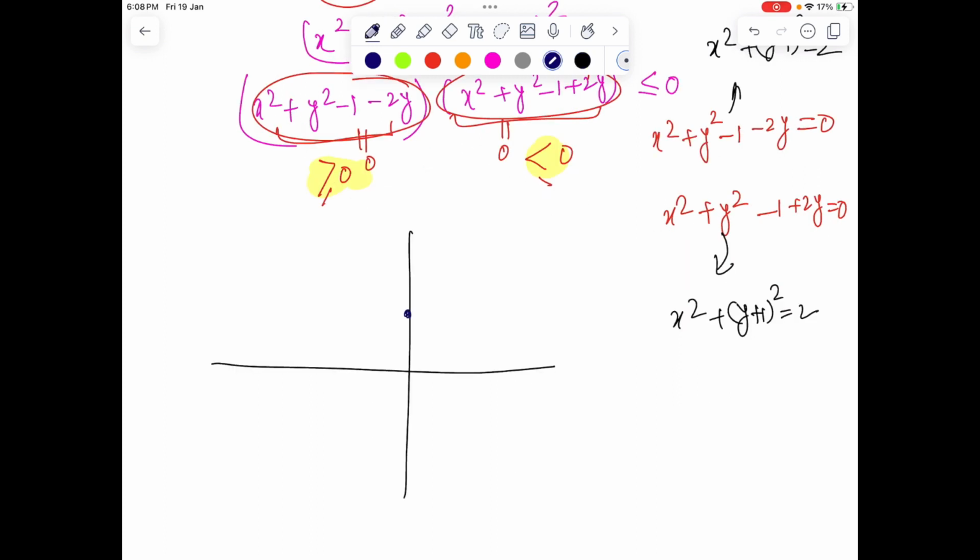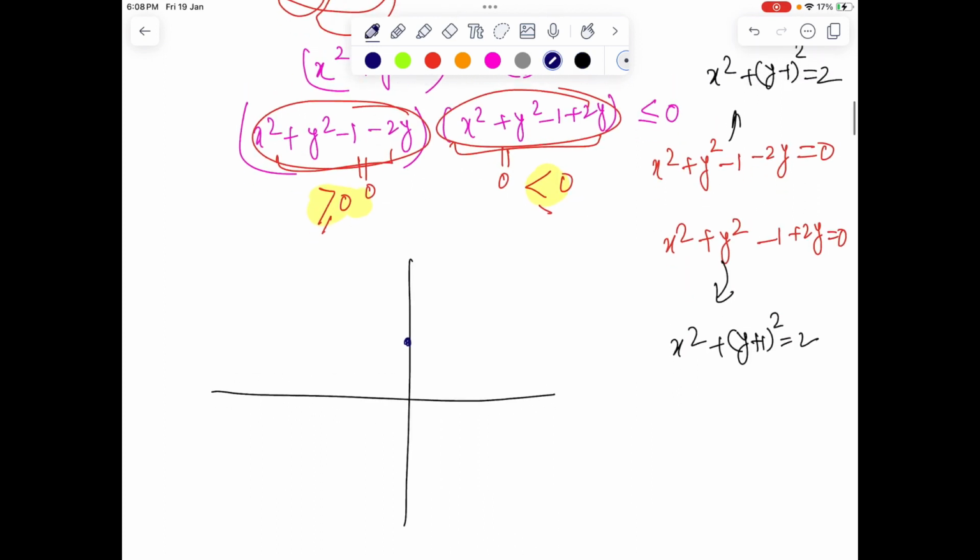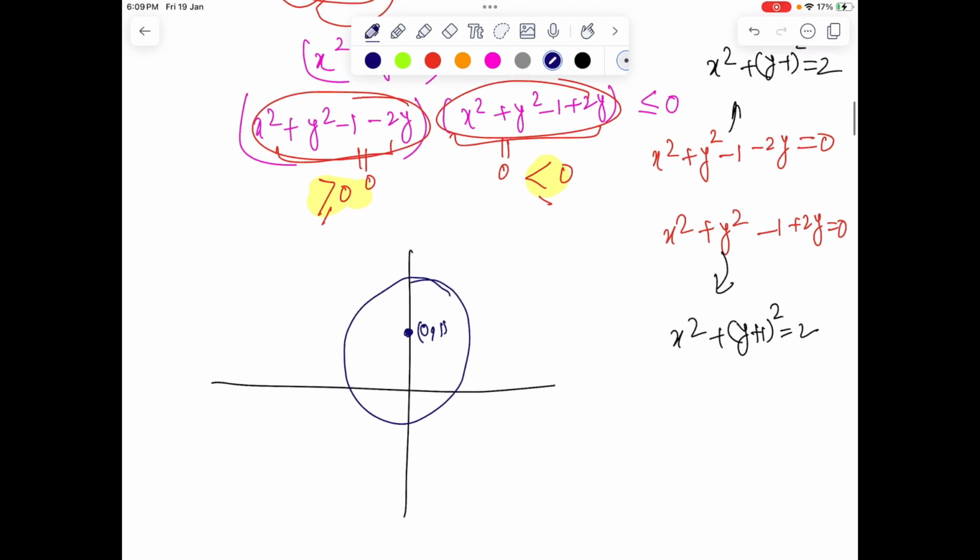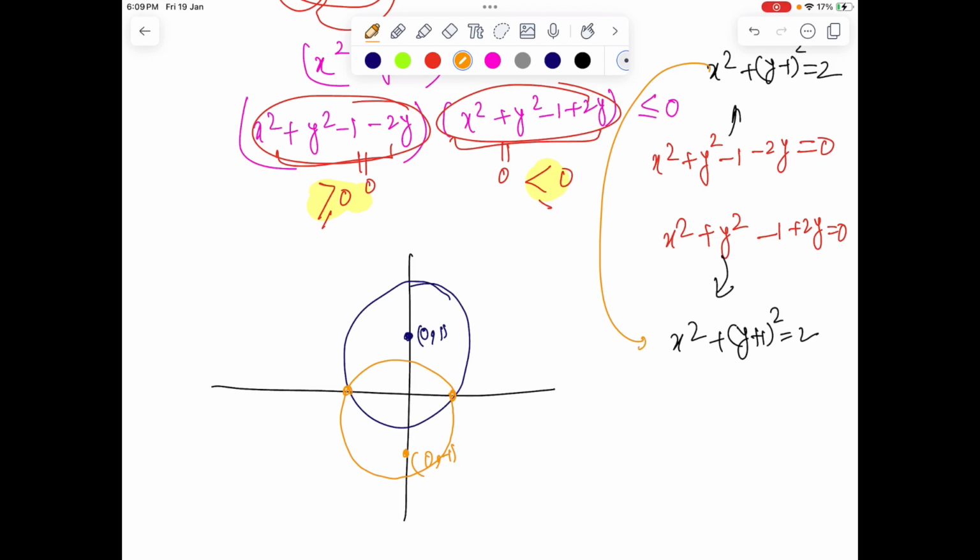So let's try plotting both of them on a single xy coordinate. How does it look? The first circle is clearly centered at (0, 1), radius root 2. Since it's root 2, it looks something like this, right? The second circle is centered at (0, minus 1) and radius root 2, by symmetry. They'll intersect exactly on the x-axis, because if we take S1 minus S2, if we subtract these two equations, that is nothing but a line, which is basically the x-axis, right?